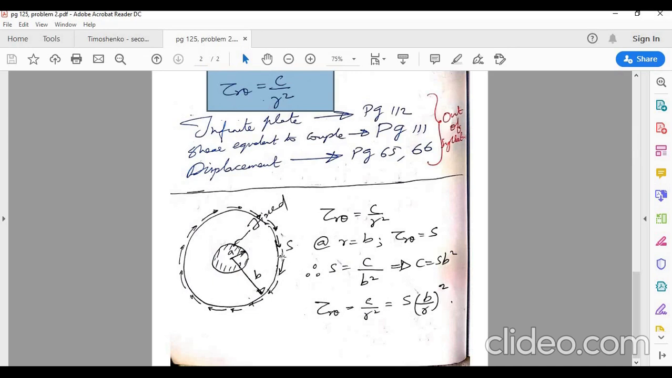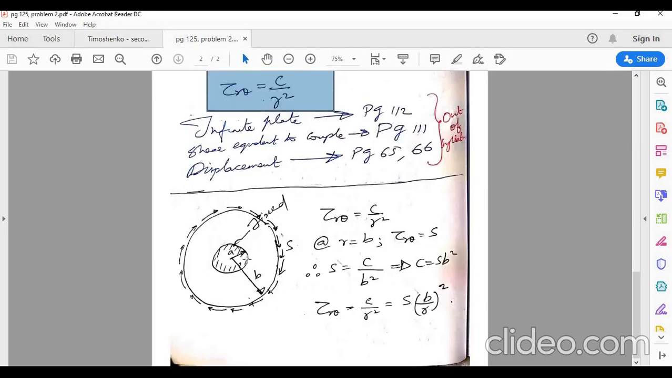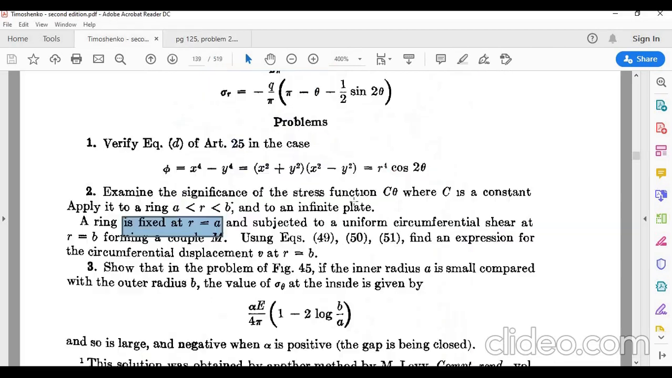So let us assume an annular disk with internal radius a and external radius b. As is told here, let us assume that it is fixed at r equal to a, which means there is a fixity inside the annular inner radius, and the external radius is subjected to a constant circumferential shear. How that relates to couple and all, don't take it up.